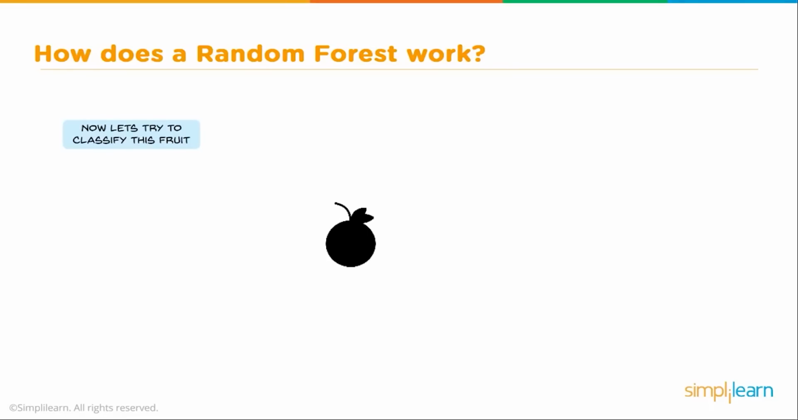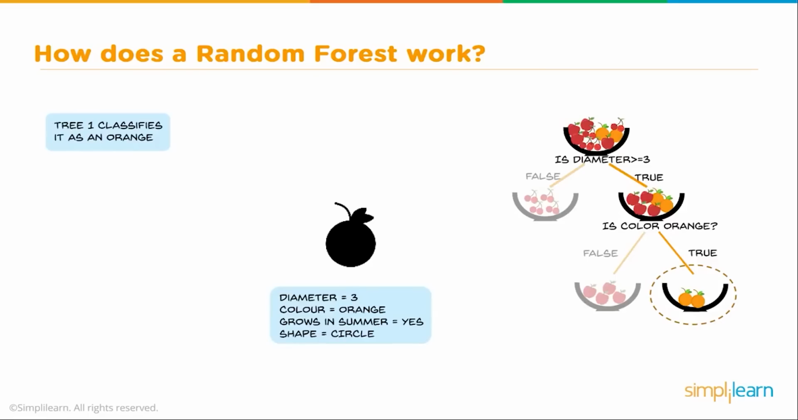And we're going to take a look at this, and they put the color in there, so ignore the color down there. But the diameter equals 3. We find out it grows in the summer equals yes, and the shape is a circle. And if you go to the right, you can look at what one of the decision trees did. This is the third one.